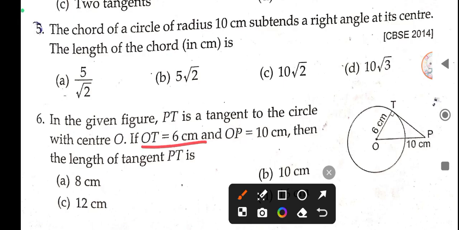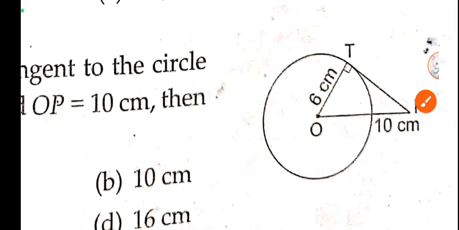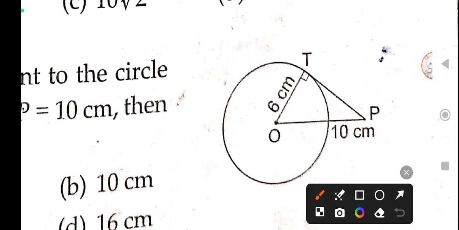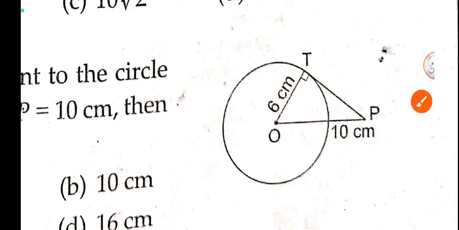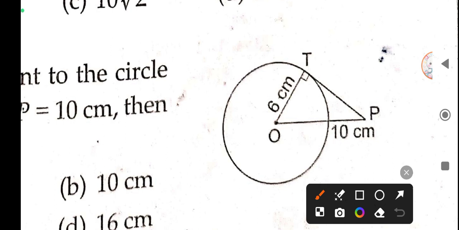Now OT is 6 centimeter, OP is 10 centimeter, and we need the length of PT. It's quite clear. It is also mentioned that PT is a tangent. When any tangent touches the circle, it forms a right angle with the radius. So it will form a right triangle. Here we are getting a right angle triangle.